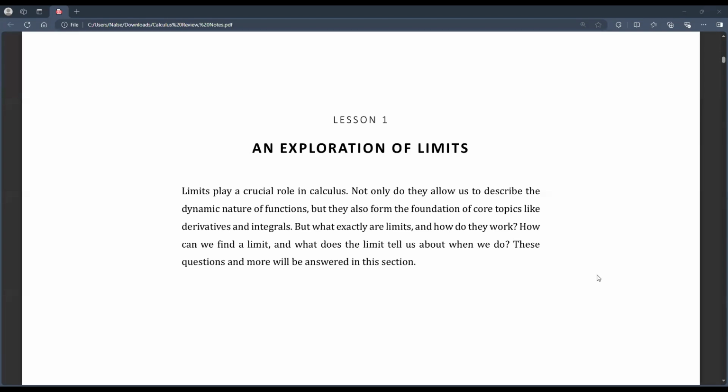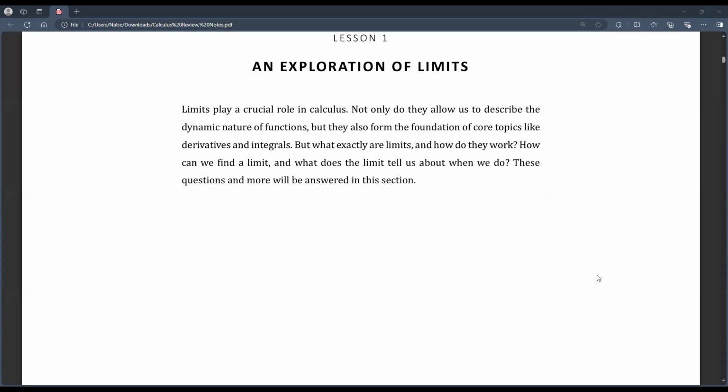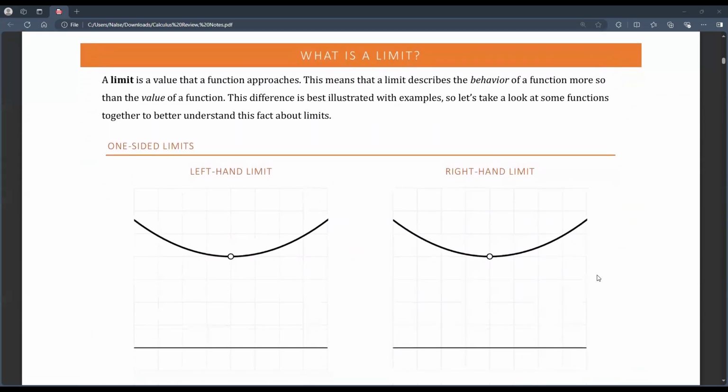Alright guys, this is Lesson 1 of AP Calc AB. Lesson 1 is an exploration of limits. Here, we'll learn about what limits are and how to work with them. So, what exactly is a limit?